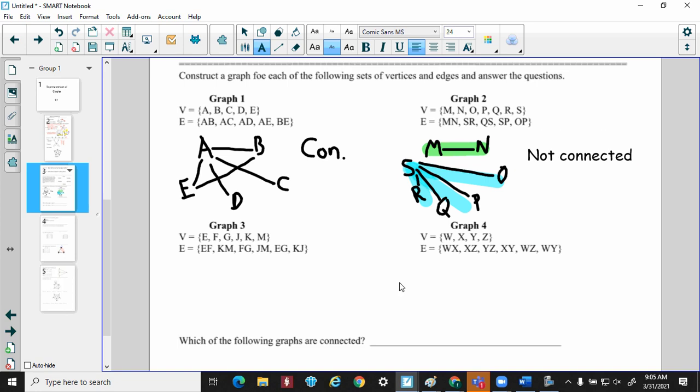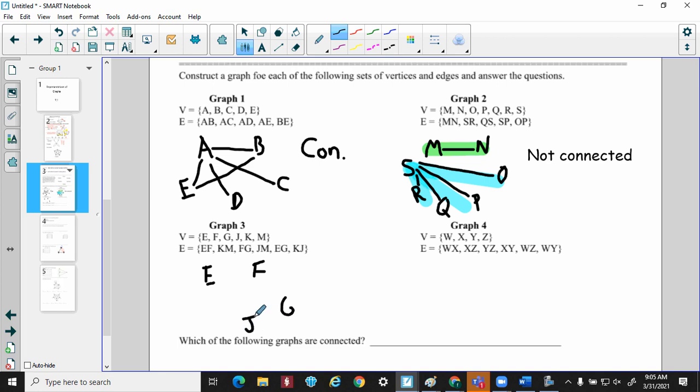All right. Now this one right here, I think we're running long on time, but we'll go ahead and do these last two here. All right. So again, when you spread out your vertices, kind of put them in a circular pattern. E, F, G, J, and I'm writing with my mouse here, so K and M. All right. So E to F will be connected. K to M is connected. F to G connected. J to M is connected. E to G is connected. And then KJ is connected.